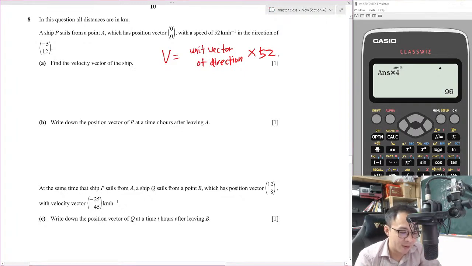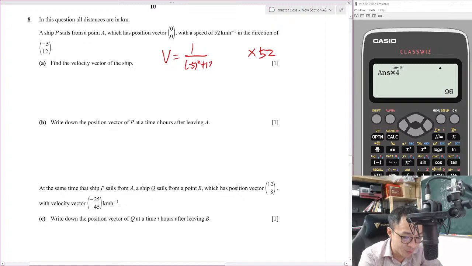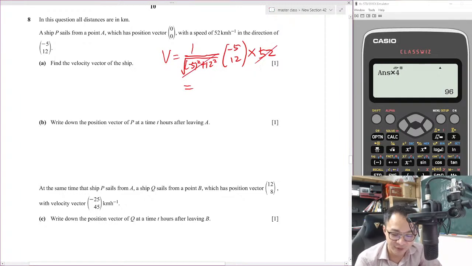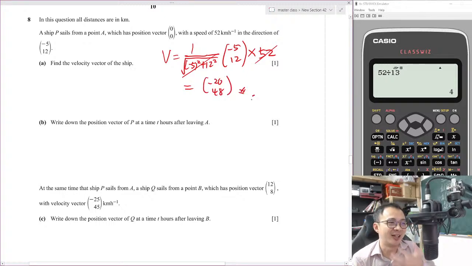So what's the unit vector of direction? It is 1 over the square root of (-5) square plus 12 square, times (-5, 12). So this one is 13, right? So 13 and 52 I can simplify. 52 divided by 13 is 4. 4 you multiply in, you get (-20, 48). So you can straight away get the answer without needing to understand anything.